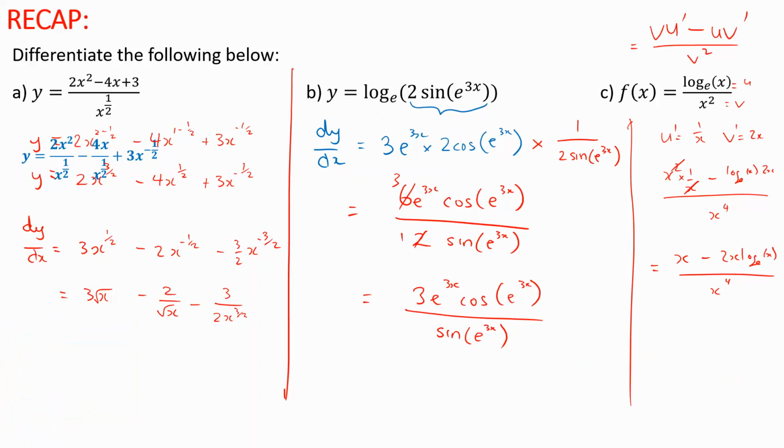Convenient, huh? Yep, you can simplify that again, take out a common factor of X, and that means you can cancel out a factor of X on the denominator, so that now makes it 1 minus 2 log E of X, all over X cubed.